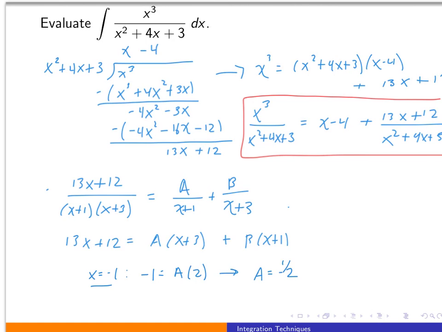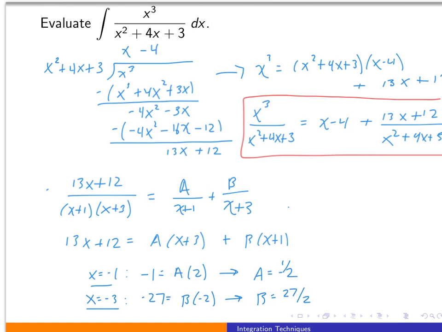In order to isolate and solve for the b term, we note that we can plug in x equals minus 3. So if x is equal to minus 3, what we have on the left is going to be minus 27. And on the right, we're going to have b times minus 2. So b is the number 27/2.